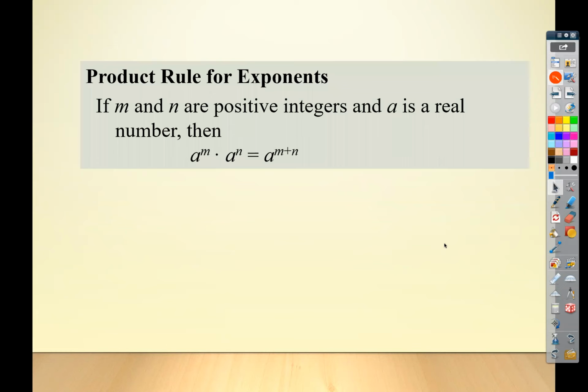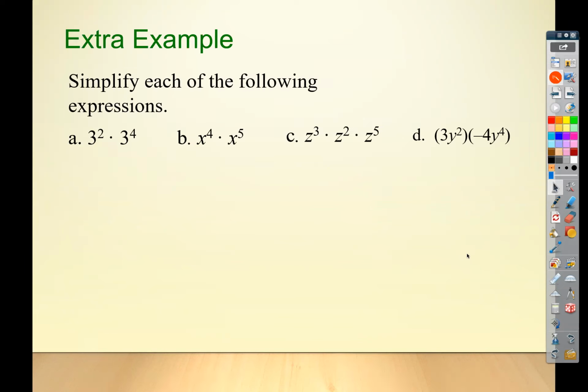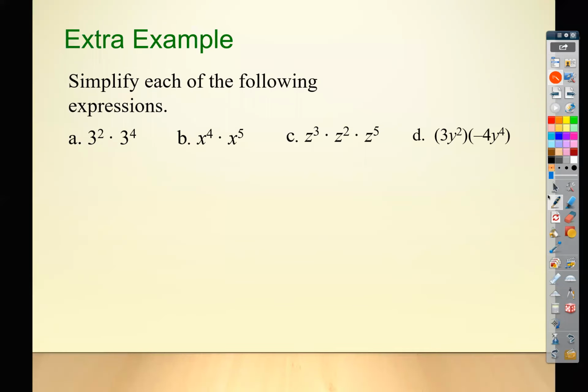Okay, product rules for exponents. When you're multiplying, you add your exponents. So you have to have the same base in order to do that. So this is just an extra example I threw in there. Okay, so you would do 3 squared times 3 to the 4th. So when you're multiplying, you add your exponents. So this will be 3 to the 6th, which is 3 times itself 6 times, and you get 729.